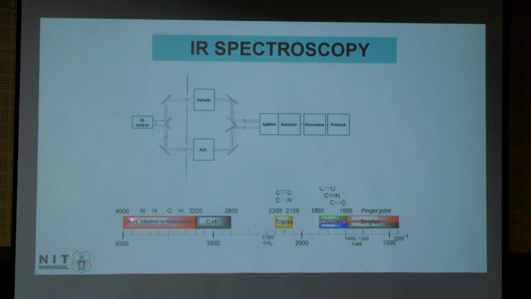So usually you have different signatures for different bonds. For example, the nitrogen and hydrogen bond lies somewhere here, 3600 or so. OH bonds have a particular signature. CH bonds, triplets. So all of these have signature peaks. At a particular temperature they show this type of vibrations, and these vibrations are very much useful for determination. Like for example, we have the Indian Standard Time.